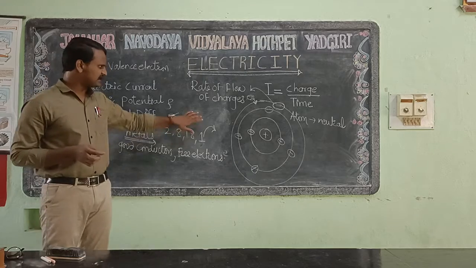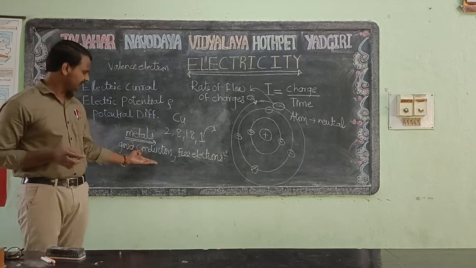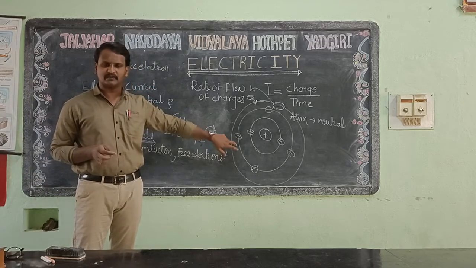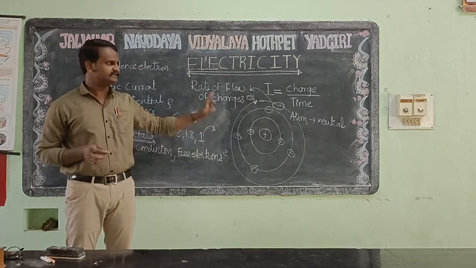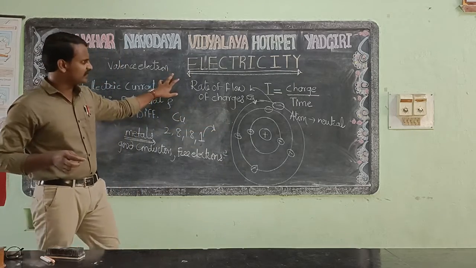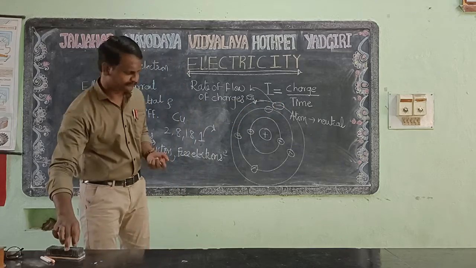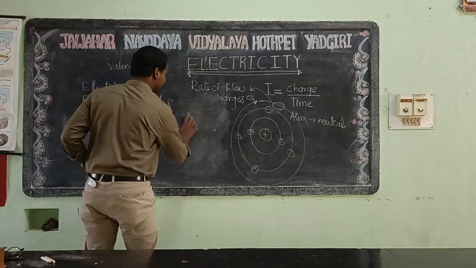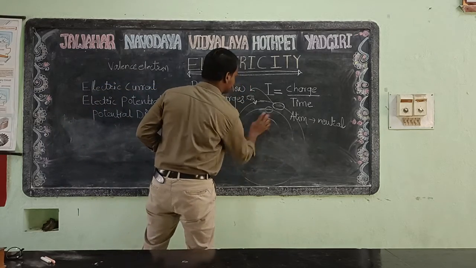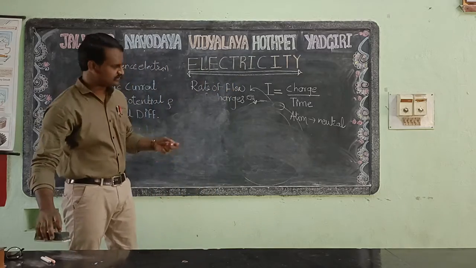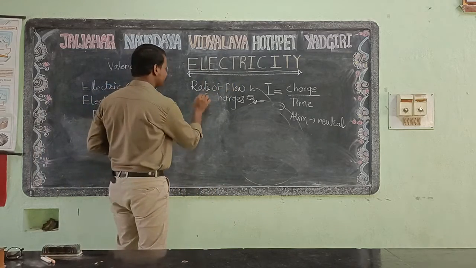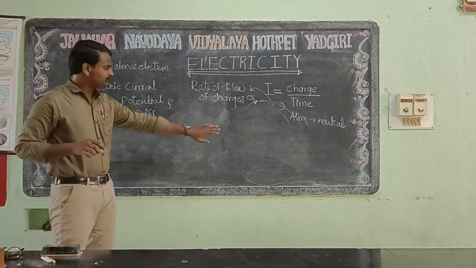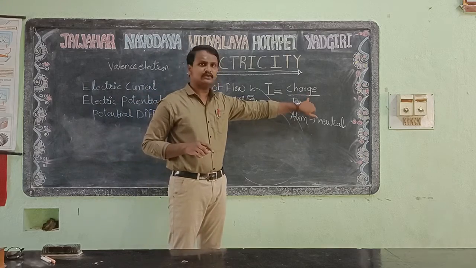Okay, clear? What are the charges? Positive charges, negative charges, and free electrons and valence electrons. Valence electron means the electron which is present in the last orbit of the atom. Now we will see what is the charge per unit time. It is called the rate of flow of charges, that is, charge per unit time.